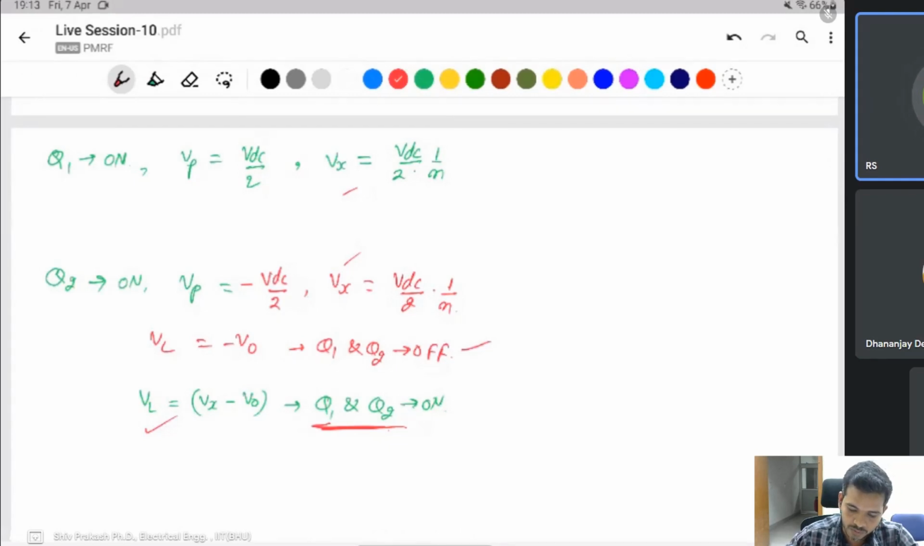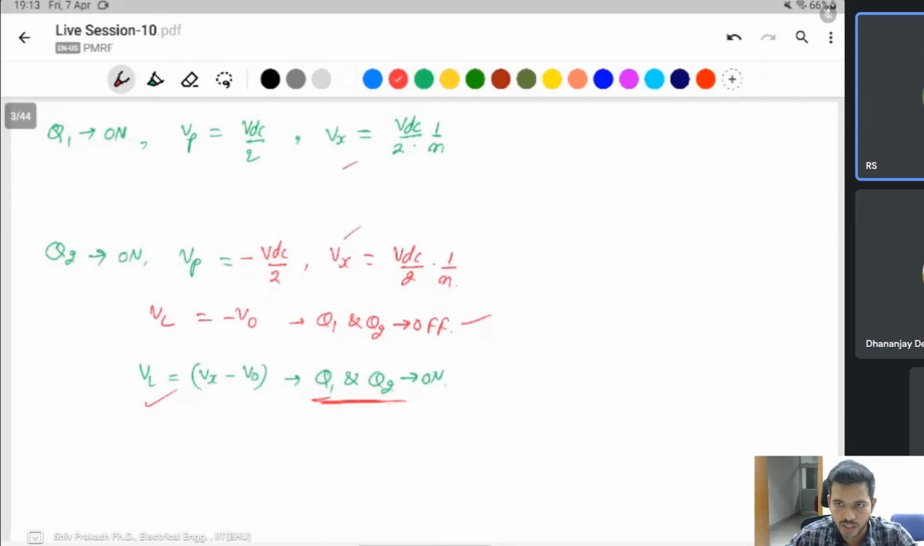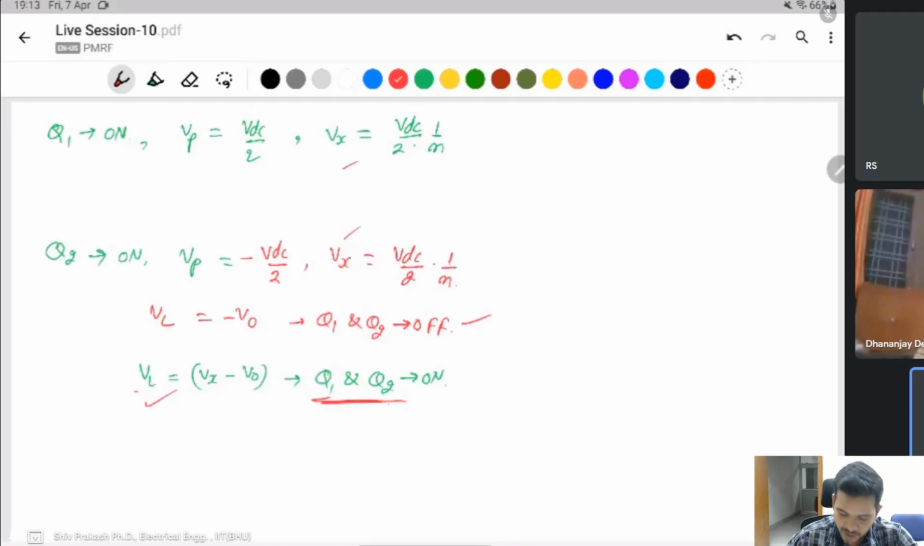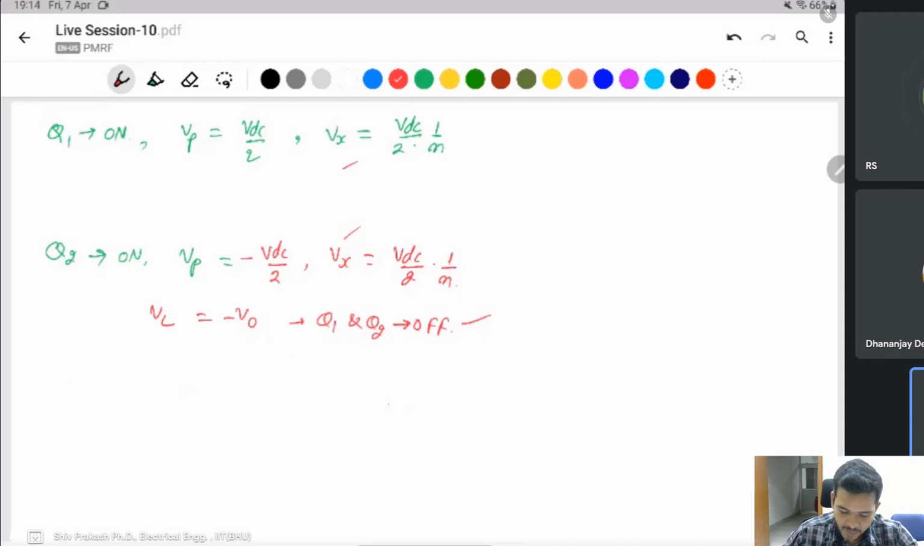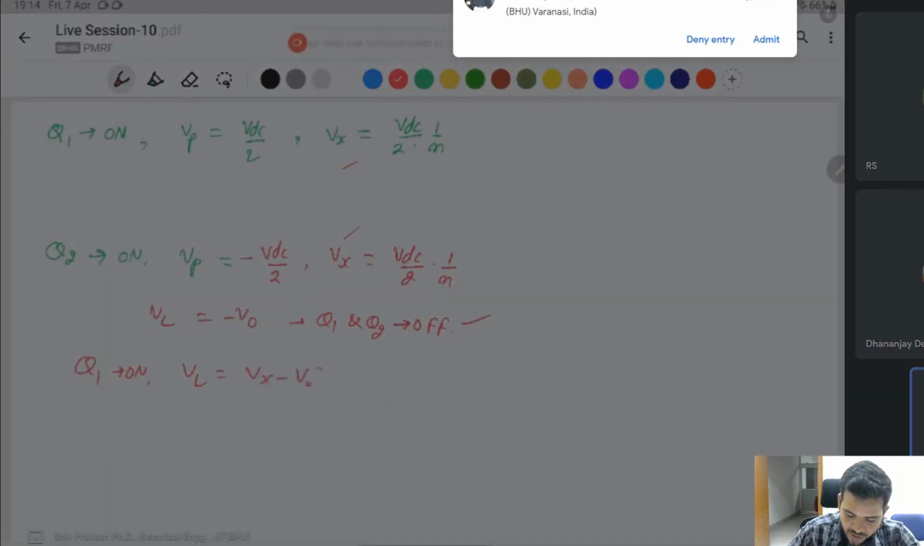No sir, at a time only one switch will be on. Yes, only one switch at a time. I have taken it like this: if Q1 is on, then VL will be the same, and if Q2 is on, then VL will be the same. That's why I wrote Q1 and Q2 is on. If this confuses you, then remove it. Written like this: if Q1 is on, then VL will be Vx minus V naught. If Q2 is on, VL is Vx minus V naught.